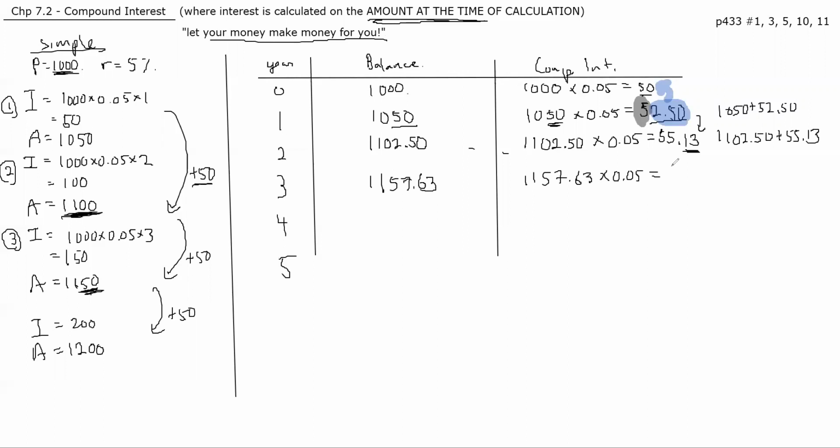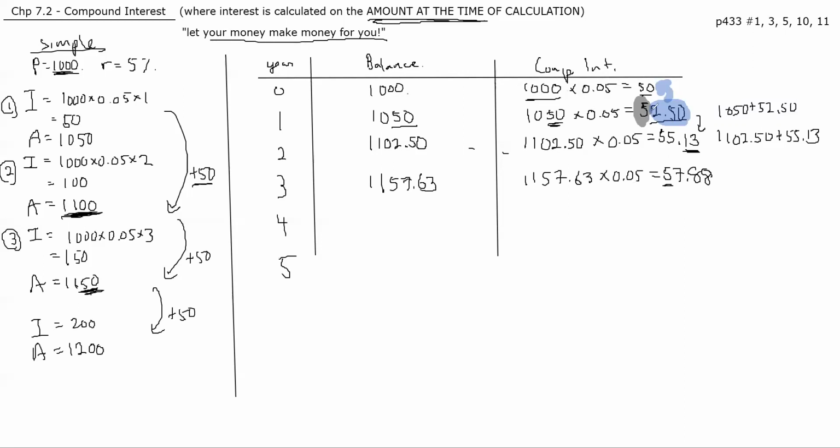This is multiplied: 1157.63 times 0.05. All right. I'm going to start losing track of the amount of money we have, so let's brace ourselves. $50. Again, $57.88. $50 is from the 5% of the initial.